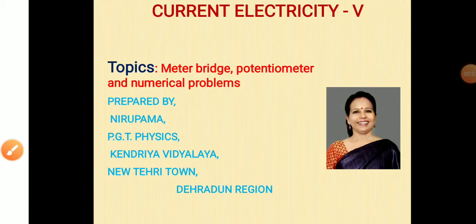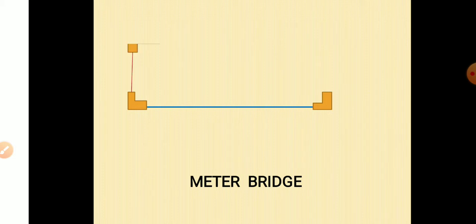Dear students, in this video on current electricity, we will study about meter bridge, potentiometer and numerical problems based on them. So let us begin with meter bridge. It consists of a 1 meter long resistance wire and it works on the principle of balanced Wheatstone bridge.